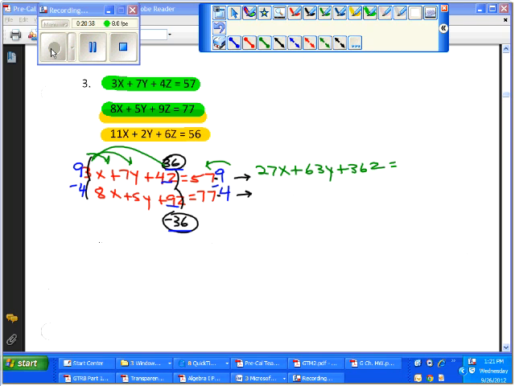Is that right? Somebody try that. What is it? 513. We're going to distribute here. Negative 4 times 8x is negative 32x. Negative 4 times 5y is negative 20y. Negative 4 times 9z is negative 36z. Negative 4 times 77, 280, 308, negative 308. Thank you.